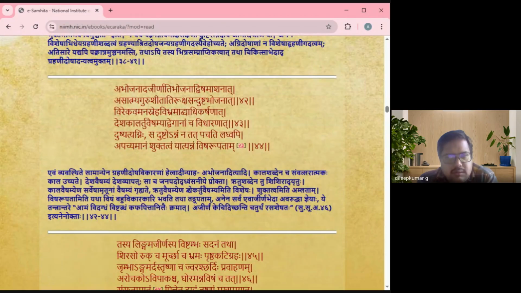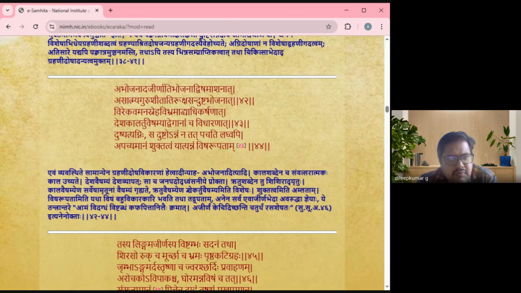So next, Dushta Agni is mentioned. How Agni becomes Dushta because of various reasons. Not taking food, Abhojanat, or Atibhojanat, excessive intake of food, Vishamashanat, Asatmyashanat, Guru, Shita, Ruksha, Sandushta Bhojanat. All these reasons make Agni Dushta. See, this Dushta Agni is not capable of digesting the food, even if it is minimal food.